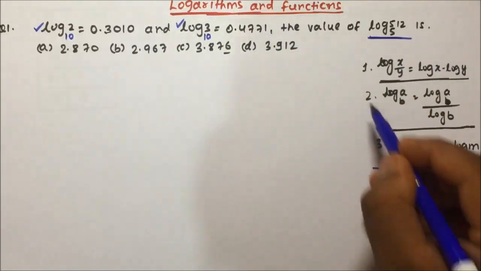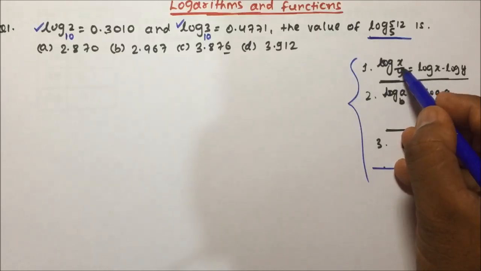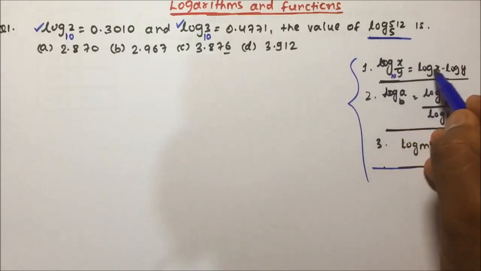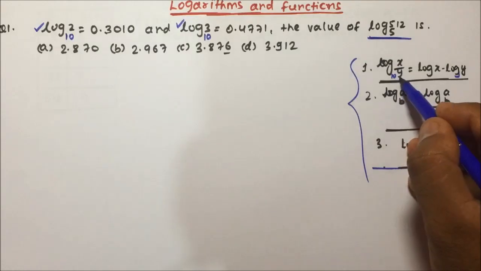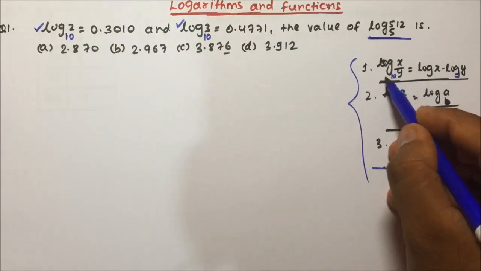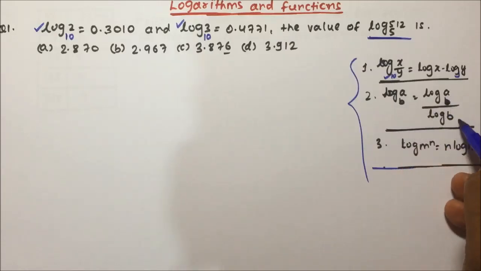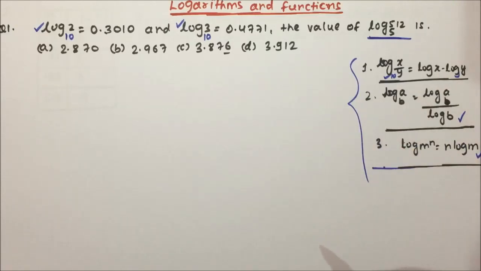Before solving the questions we need to understand a few details. Now log x by y, if the base is not given, suppose the base is 10, then it will become log x minus log y. So if nothing has been given, the base will be 10. Then log AB, I can write log A plus log B. And log m to the power n is n log m. We are going to use all these things while solving the question, and this will become the basis of your logarithms.